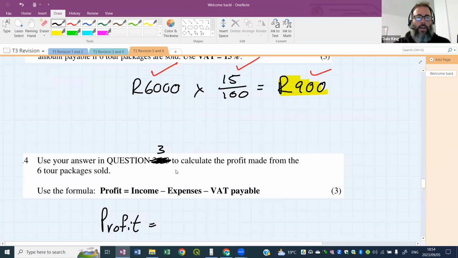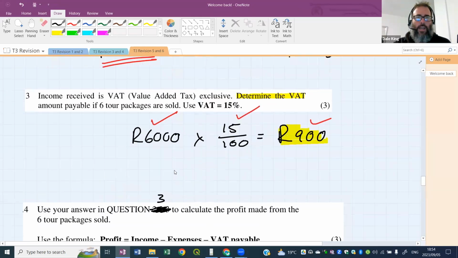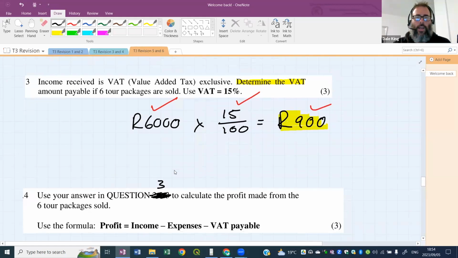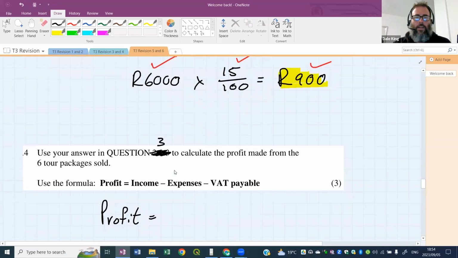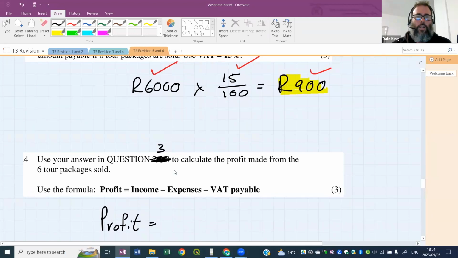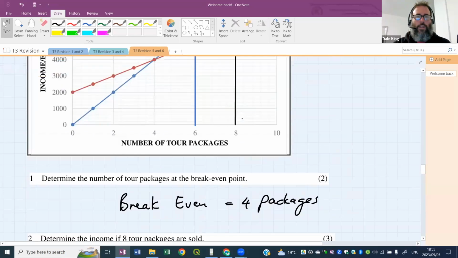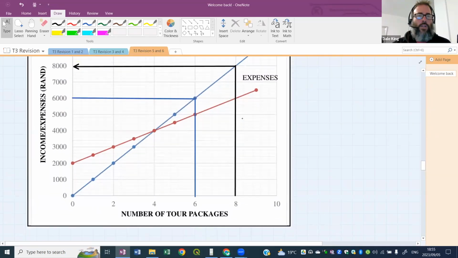So profits equals. Now, question 3 gave us the income, all right? And I'm assuming that this income is the VAT included one, guys, because we're going to have to remove the VAT. So I would say that this income here includes the VAT, okay? So that's going to be 6,900 Rand. Remember, we're going to remove 900 Rand at the end, minus the expenses for 6 tour packages. Now, where do we find the expenses for 6 tour packages?